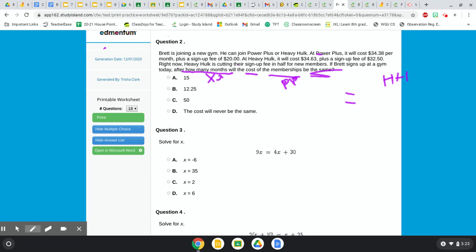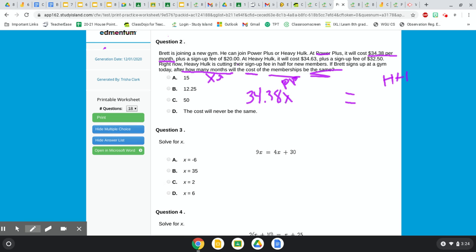So at Power Plus, it costs $34.38 per month. Okay, well, I don't know how many months. That's X, remember? So that's going to be 34.38x, okay? Because you're paying that every month, but x just tells us we don't know how many months right now, because that's what we're looking for. How many months will the membership be the same?